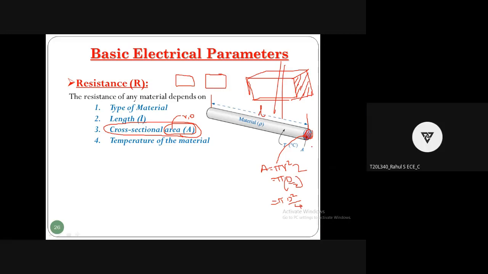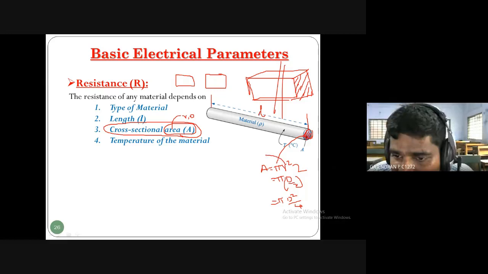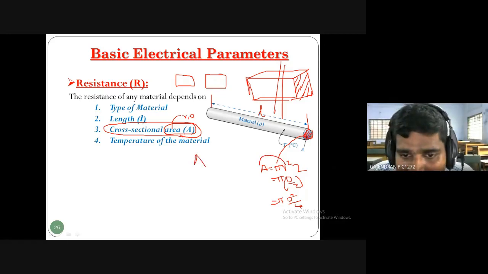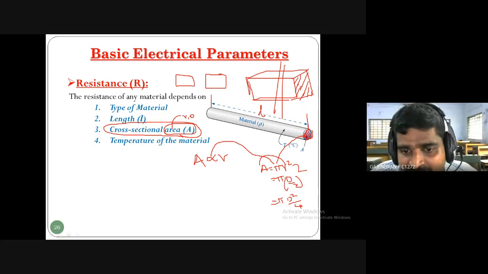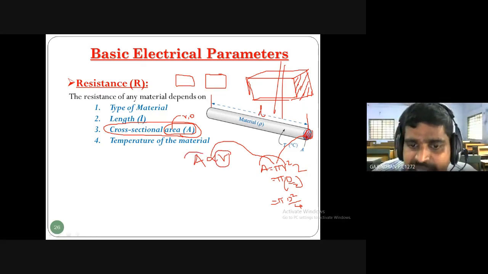If the radius of the conductor increases, area will increase. Area and radius, are they directly proportional or inversely proportional? Directly proportional, sir. What is the proportionality constant present here? Pi, sir. Very good. If I increase the radius of the conductor, area will get increased.